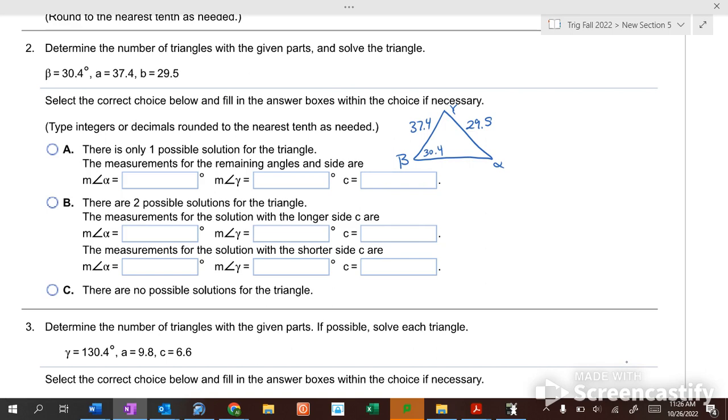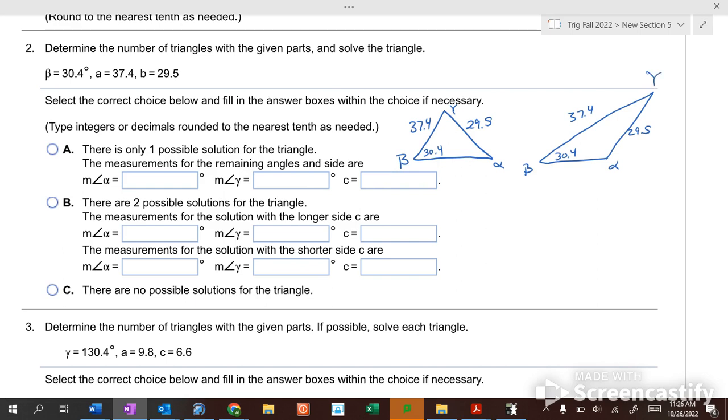Okay? Then you can draw your second triangle right away, which, again, put them in the same spots. 30.4, 29.5, 37.4, alpha, beta, gamma. All right.